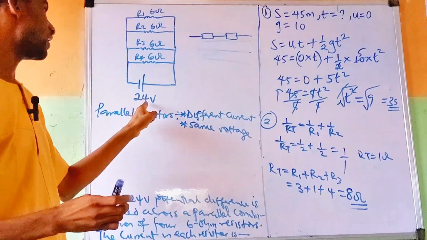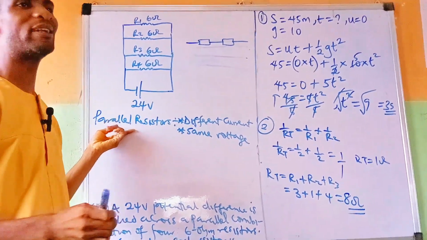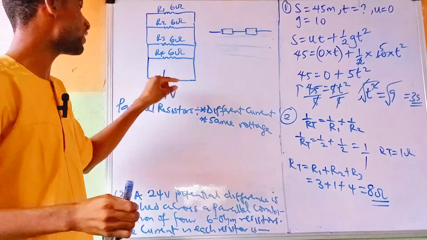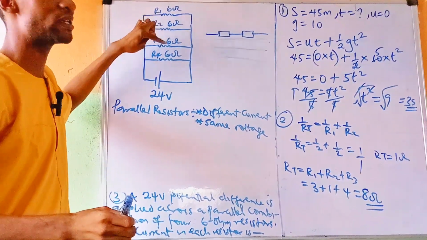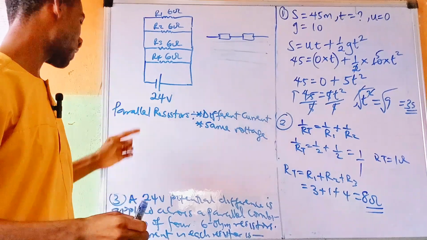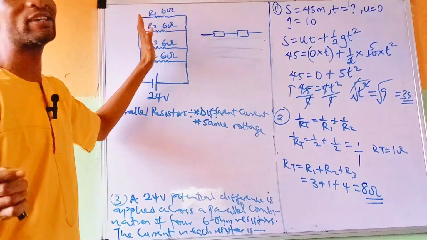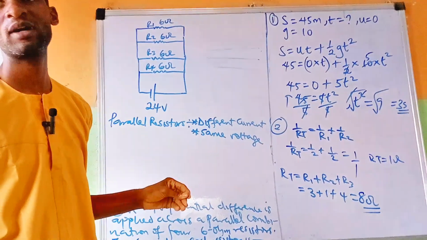And this voltage is passing through. So, because the rule says for parallel resistors, different current but same voltage, that means this 24 volt is passing through here, here, here, and here. And the question now says the current in each resistor is what? There are 2 ways you can answer this question. I'm going to use the 2 and we will get the same answer.